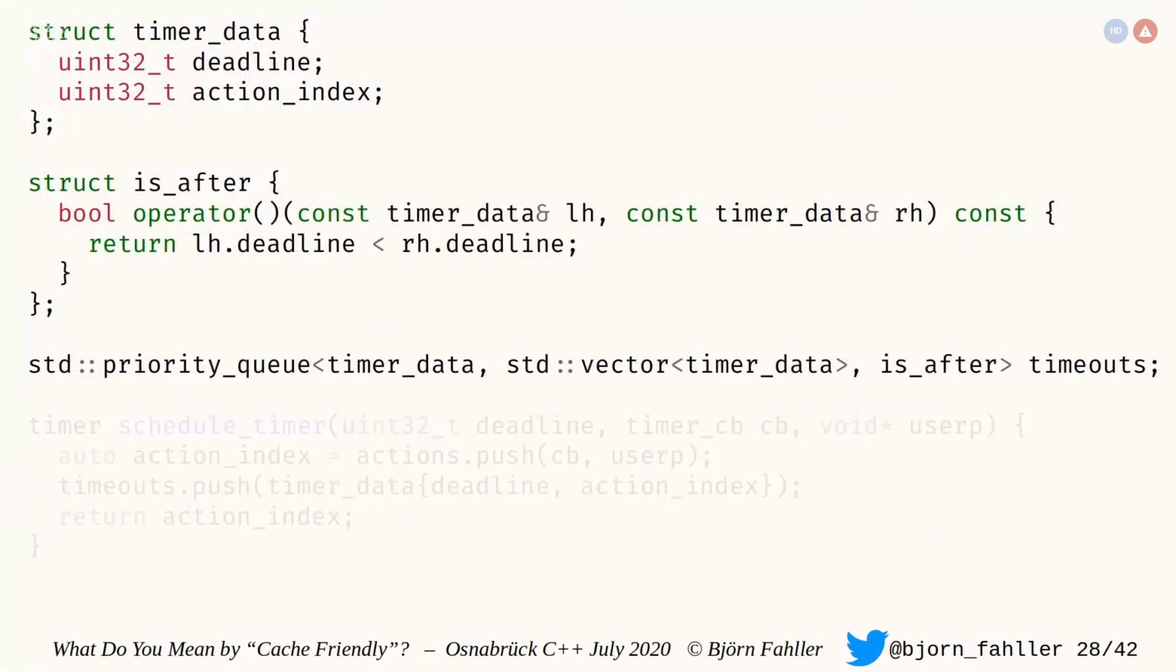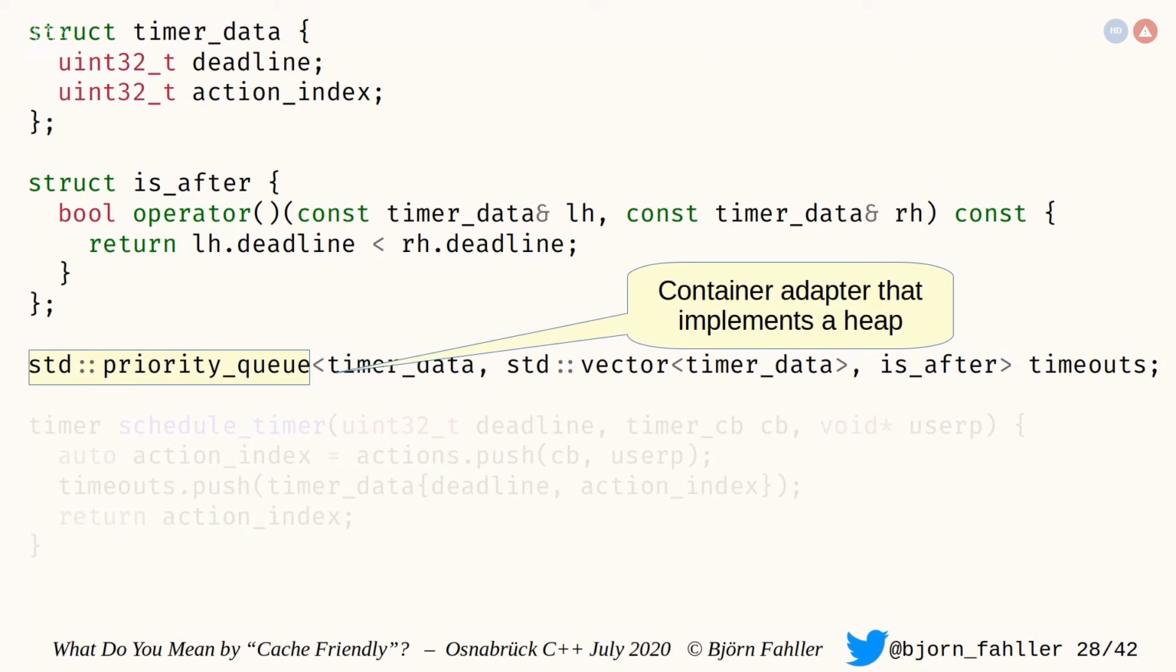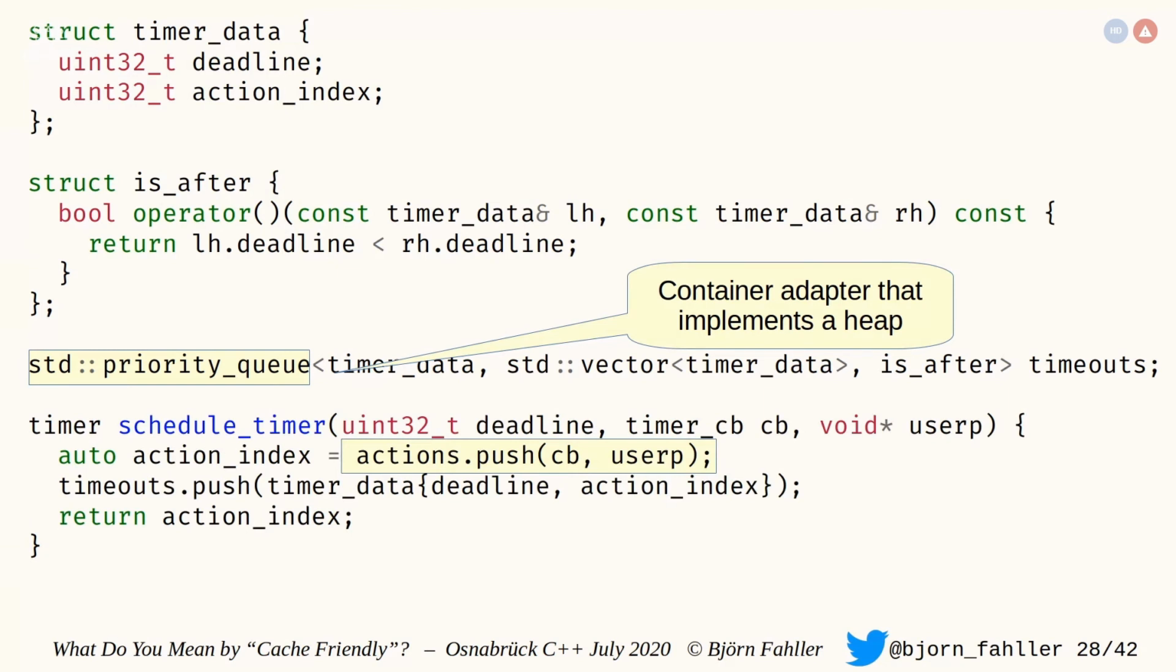So how to implement this then? Well, it so happens that the heap is available in the standard library. It's hidden under the name priority queue. Priority queue is a container adapter, so you have to say what your underlying container is. In this case, it's a vector. So the way you implement schedule timer is to push the callback and the user pointer into the action store. I'm not showing the action store because it's not interesting, actually, I think. And then we push onto the heap the timer data that has the deadline and the action index, and then it will do this insertion trickle up thing. And then we return the action index as the thing to use when canceling.